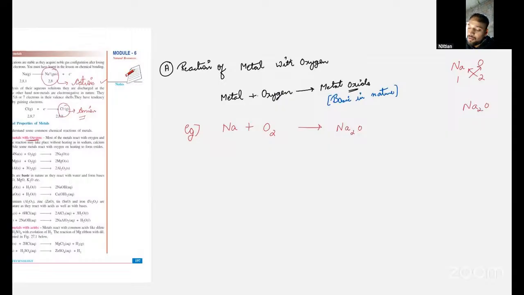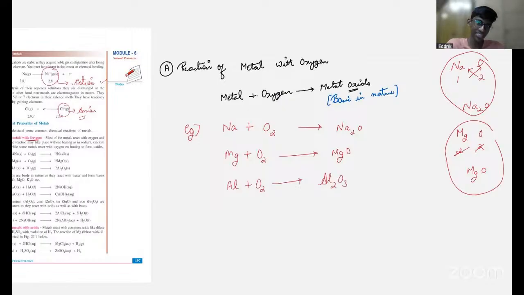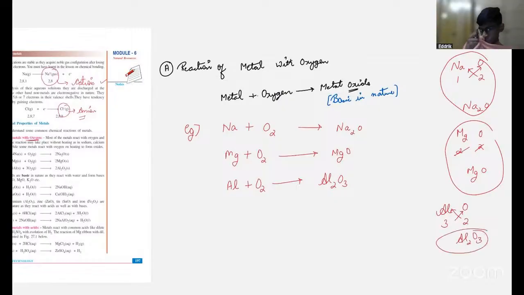Like if I take Mg plus O2, it will become MgO. How? Mg has a valency 2, O has a valency 2, both will cancel, so it becomes MgO. This is how I got MgO and Na2O. If I take Al, aluminium plus oxygen, it will become Al2O3. How? Al has valency 3, O has valency 2. You will cross multiply it, and it becomes Al2O3. Got it, guys?